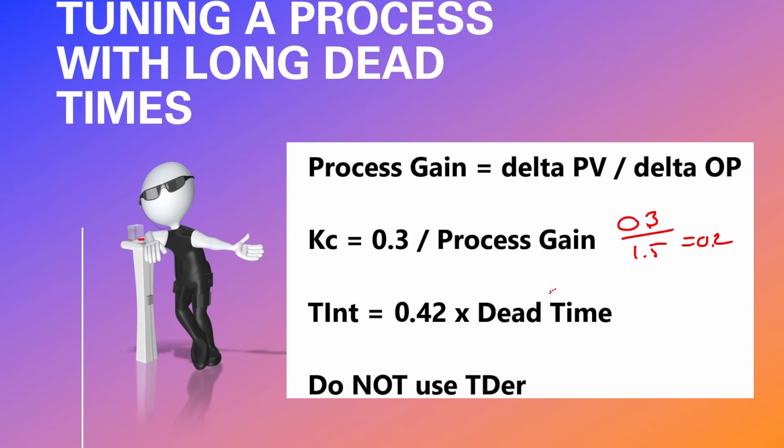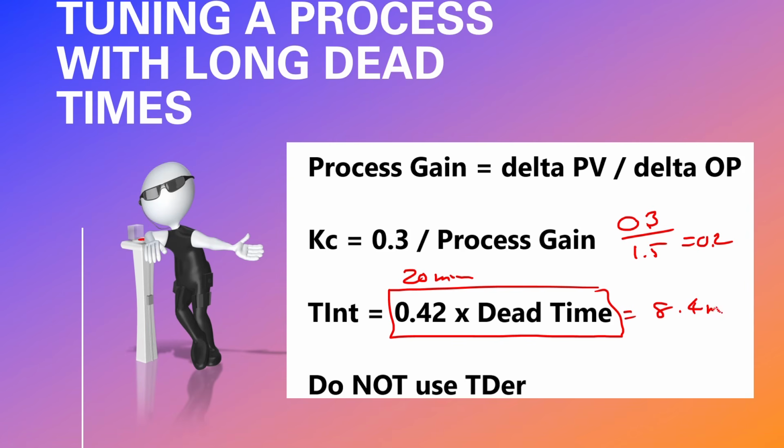Then we're going to go and have a look at 42% of the dead time. Now, I did say to you that my dead time was going to be equal to 20 minutes, and therefore 20 times 0.42 is going to give me a value of 8.4 minutes per repeat. And those are the values that I would go and put into my controller. We're not going to use any derivative, and therefore the derivative is going to have a value of 0. So we're going to go and put in 0.2 and 8.4.